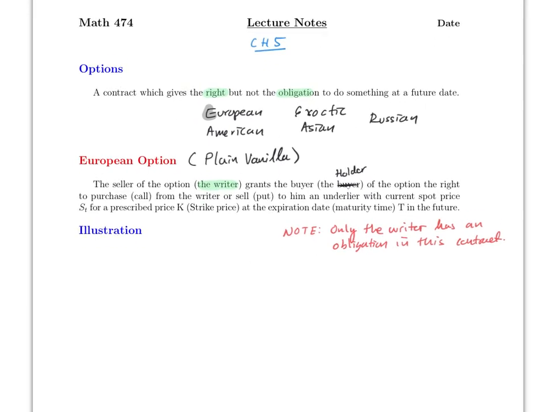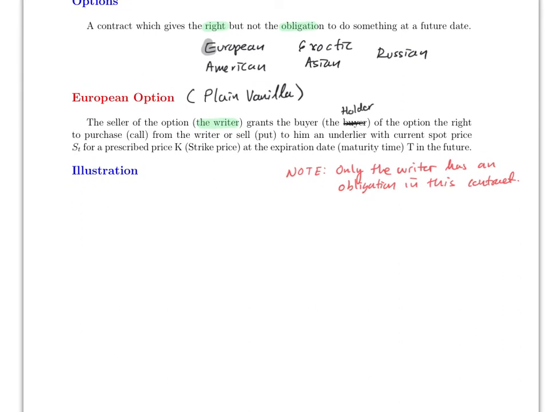Okay, let's look at an illustration of the payoff functions for a call, and then we'll do the same thing for the put. So let's say that there's a gold bar, and somebody agrees to buy for $100 in 1 year. Okay, so here K will be equal to 100, and T is equal to 1 for 1 year.